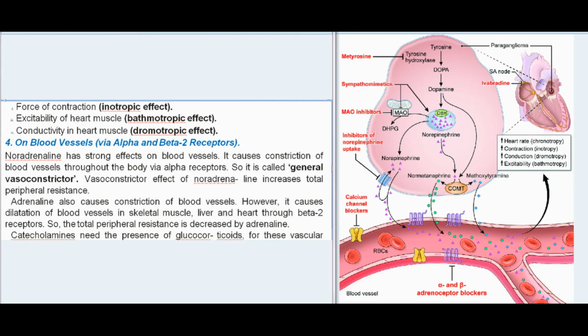Adrenaline also causes constriction of blood vessels. However, it causes dilatation of blood vessels in skeletal muscle, liver, and heart through beta 2 receptors. So, the total peripheral resistance is decreased by adrenaline. Catecholamines need the presence of glucocorticoids for these vascular effects.